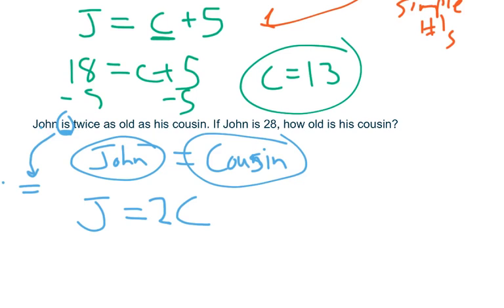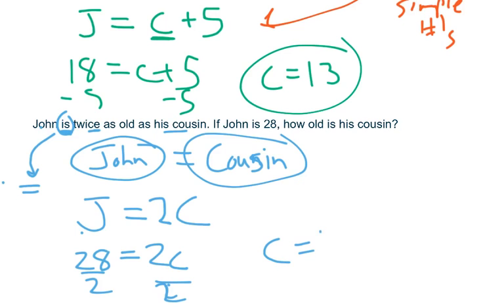So right there I can go, John is twice cousin. And I mean, it practically wrote itself. Now I just plug in the number. 28 is equal to 2c. And here, the cousin is now 14 years old. All right, so different John, different cousin. Okay, so those are some basic examples.